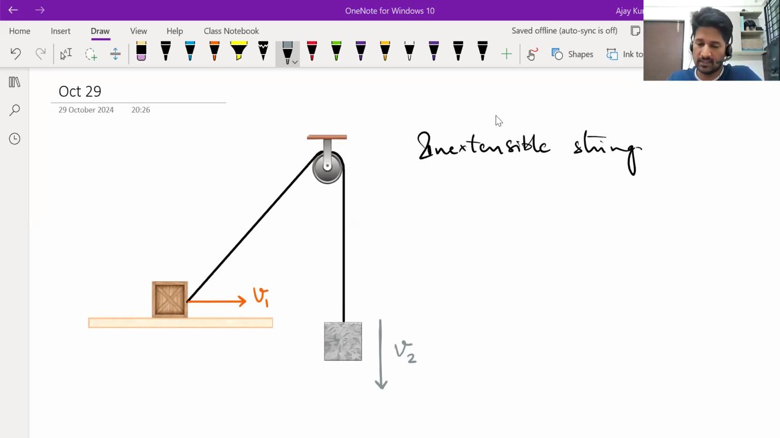The blocks are connected by a string. So is there any restriction on these velocities, or do you think they can have their own velocities independent of each other? Is there a constraint here or not?